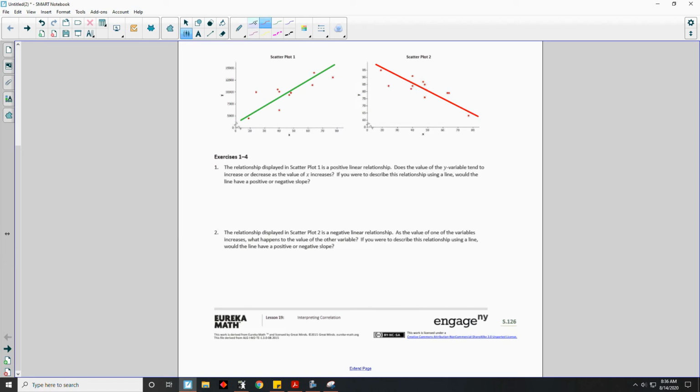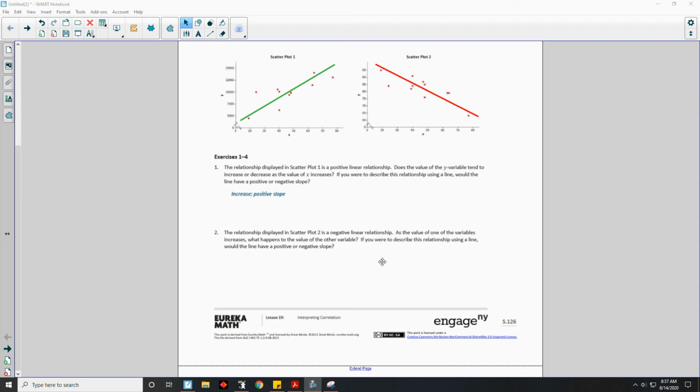Exercise 1. The relationship displayed in scatter plot 1 is a positive linear relationship. Does the value of the y variable tend to increase or decrease as the value of x increases? As we are going to the right, 20, 30, 40, 50, 60, 70, 80, what is y doing? 5,000, 6,000, 9,500, over 10,000. So as you can see, as x increases, y is increasing. It's a positive slope or a positive rate of change.